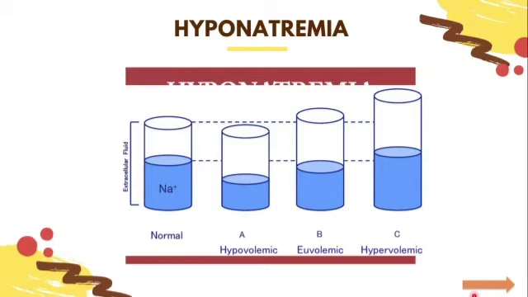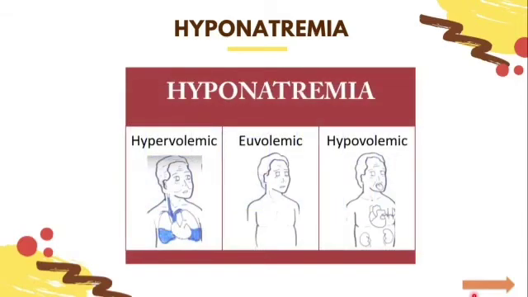In euvolemic hyponatremia, this implies normal sodium stores and a total body excess of free water. This occurs in patients who take in excess hypotonic fluid combined with renal insufficiency or syndrome of inappropriate ADH, or SIADH. So there are three classifications of hyponatremia, and each has distinct features or states they are in.